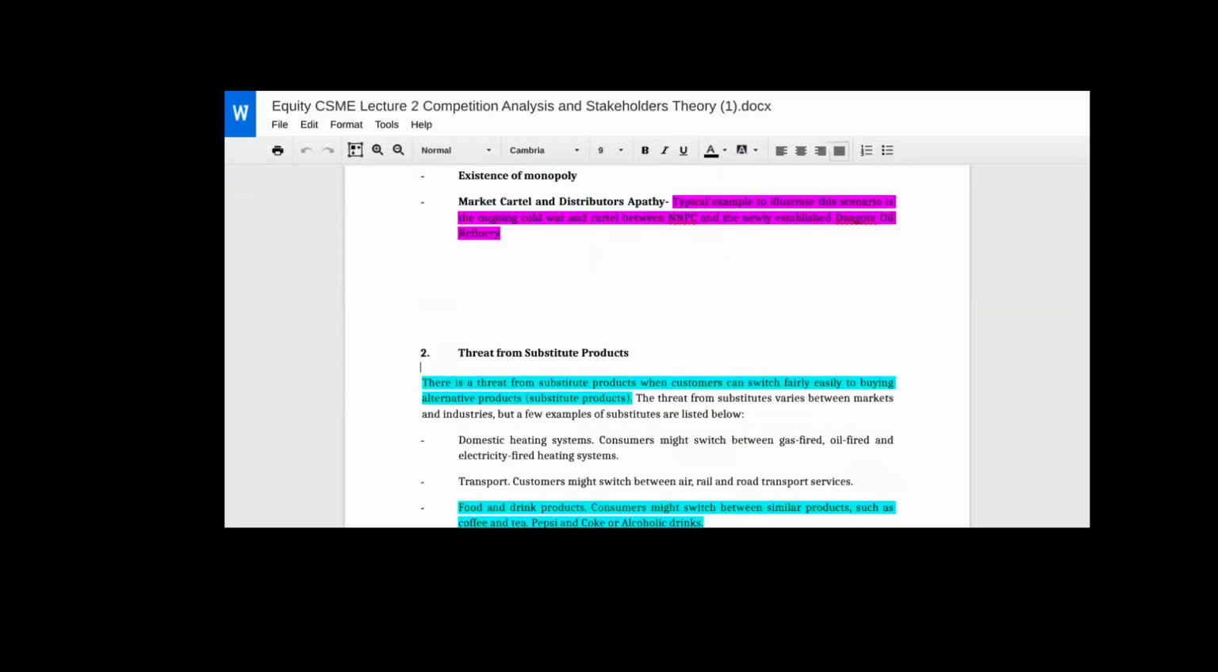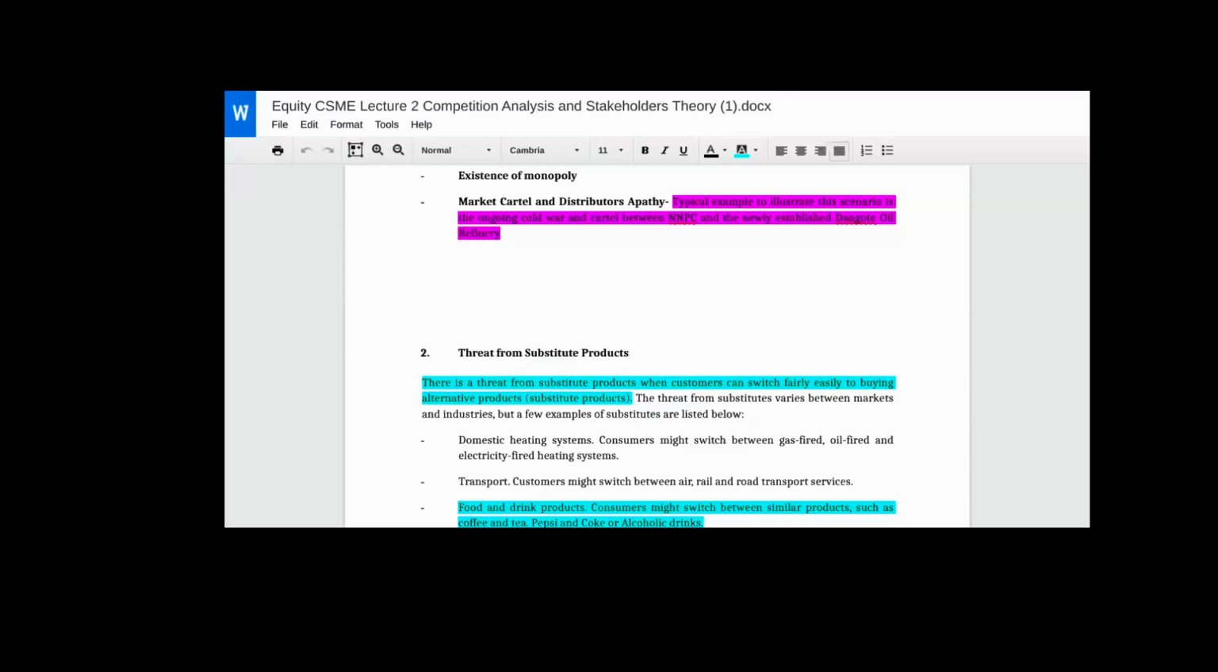So having looked at that, let's quickly look at the second force. We have looked at the first model. The second model is threat from substitute products. A substitute product has the same adverse negative effect like a new entrant coming in, because the availability of substitute products will give the customers room for choice. And you can see here where I put the cursor that the customers can switch fairly easily to buying alternative products that we call substitute products.